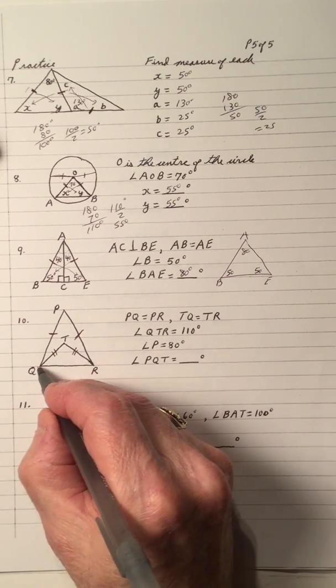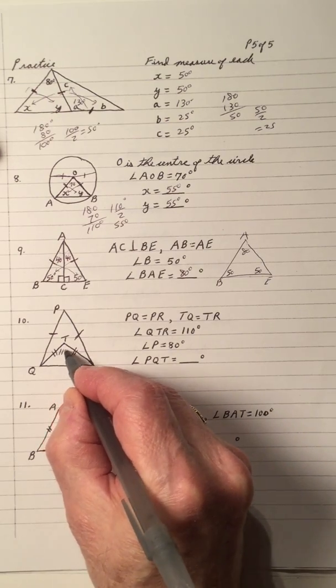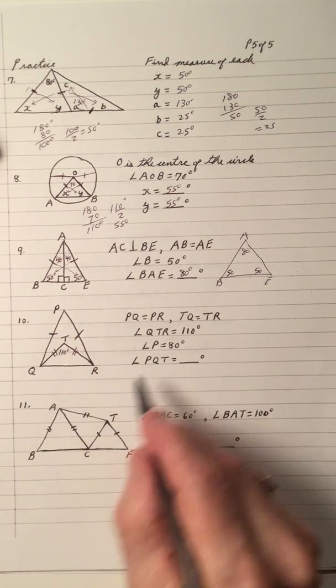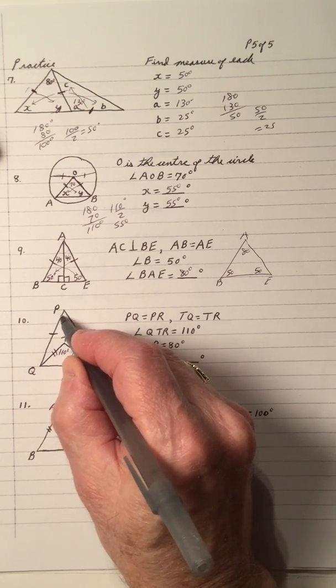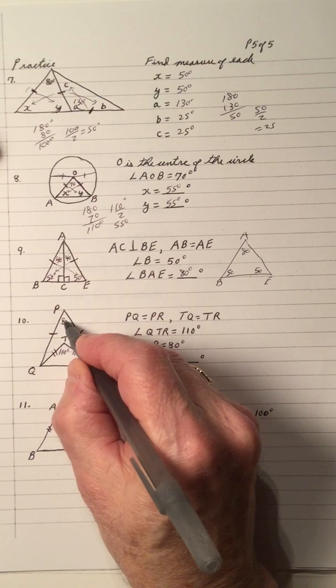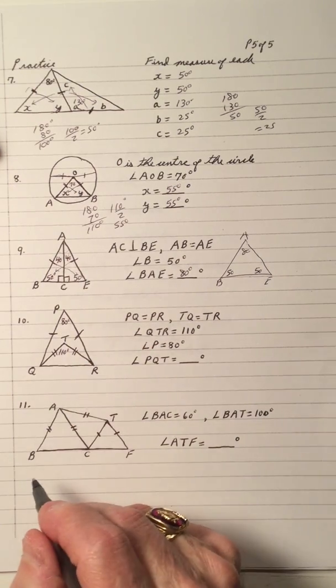Angle QTR is 110. Angle P is 80. There's only one P, only one angle, so I can say angle P is this angle right here.